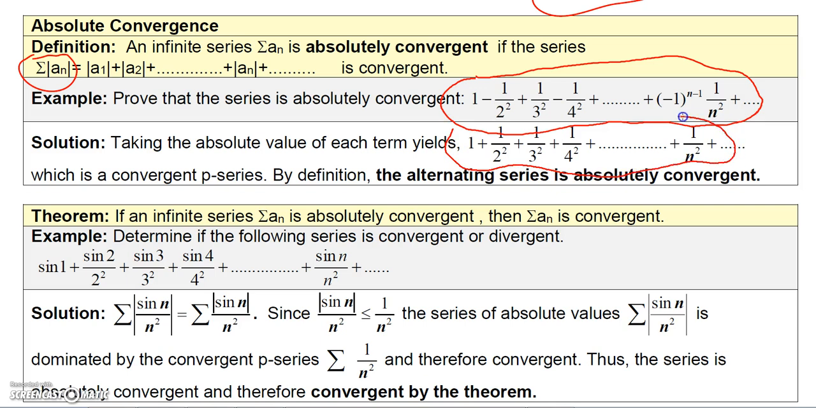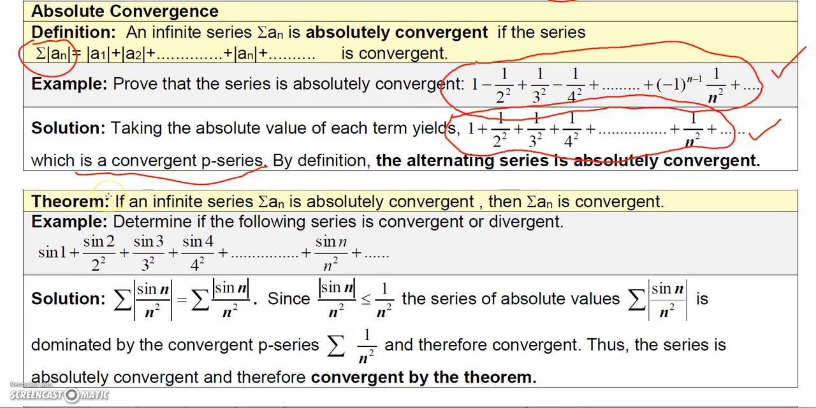So let's look at the series that involves only the absolute value of these terms. That would be 1 plus 1 over 2 squared plus 1 over 3 squared, and so forth, where the nth term would be 1 over n squared. Well, 1 over n squared is actually a convergent p-series. So since this series, which is the sum of the absolute value of the terms, converges, then we can say that this alternating series is absolutely convergent. Now that doesn't mean it converges, that just gives it the title absolutely convergent.